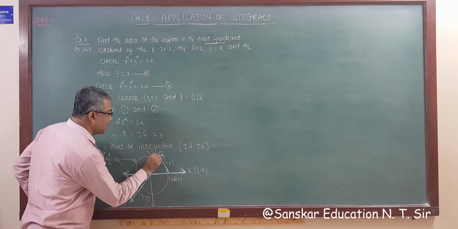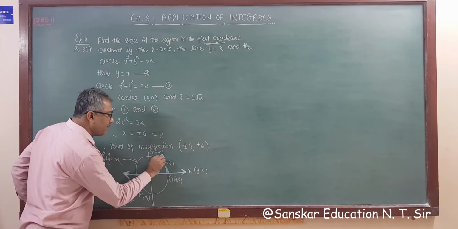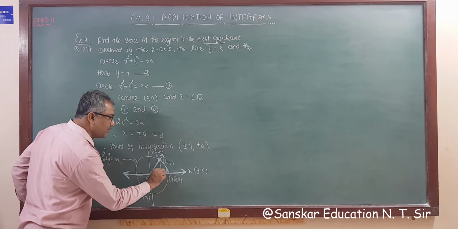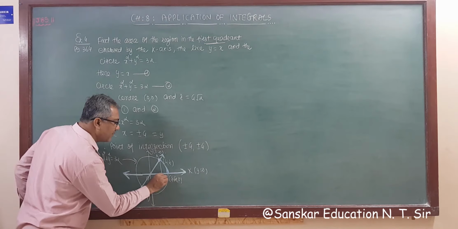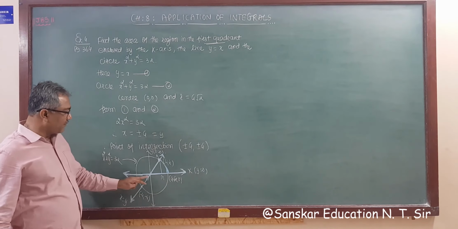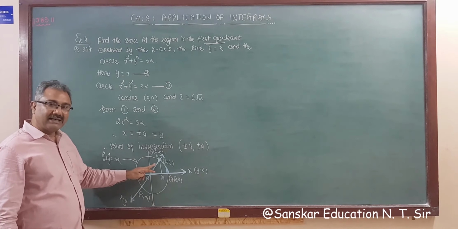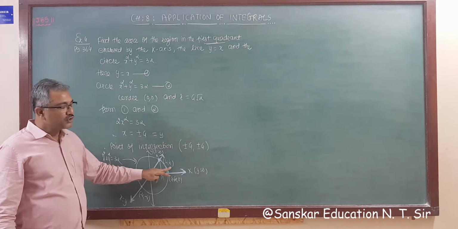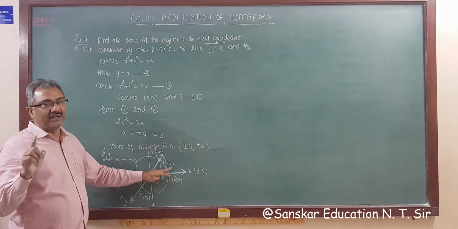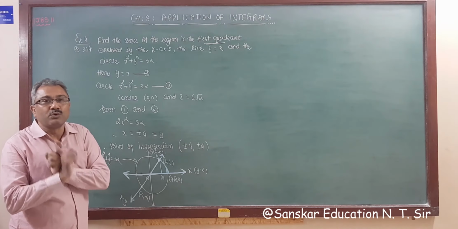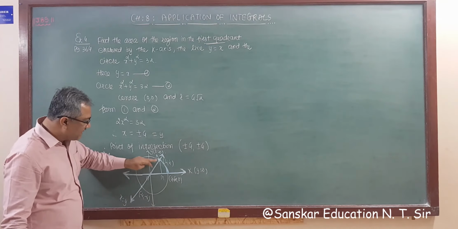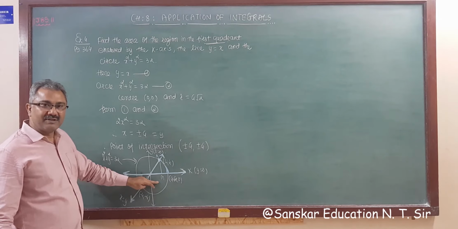Suppose this point is A. Then we can draw a foot of perpendicular from here to here, right? Why are we not able to find straightforward 0 to 4 root 2? Because one is a line and another is a circle. So that's why we are not able to find it, because it's enclosed by two curves. One curve is finished here.